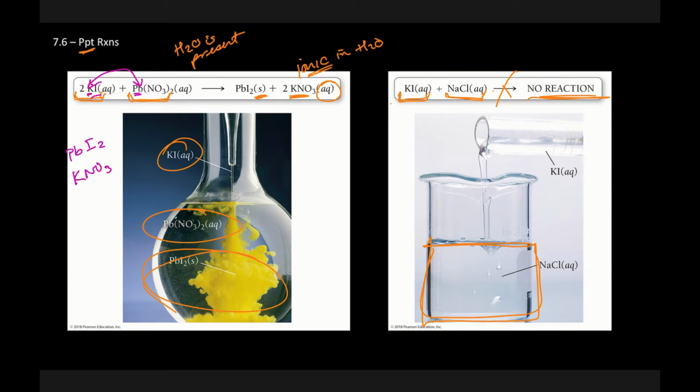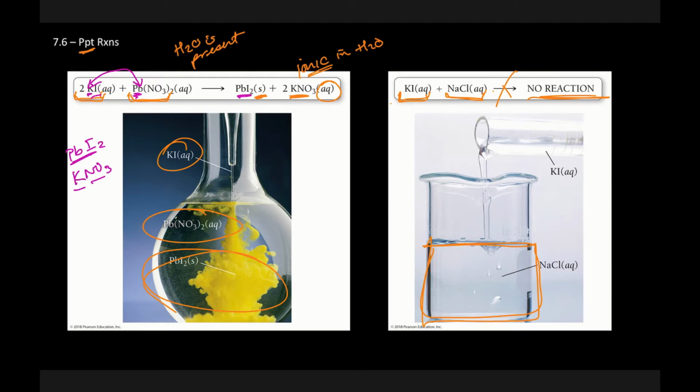We still have to follow all of our Chapter 5 rules. The charge of potassium is still +1, the charge of nitrate is still -1. That's how I'd write that formula. I can backtrack and figure out the charge of lead here, just like we learned how to do back in Chapter 5, and use that to figure out how to write this formula, okay?